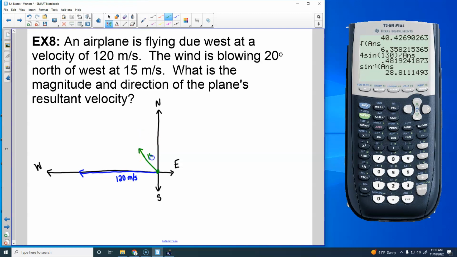So this is 15. Oh, I've messed up my angle too. Let me go back. Let's try that again. Let's make it a little more. So 20 degrees should be a little more like this. So this angle right here would be 20 degrees.